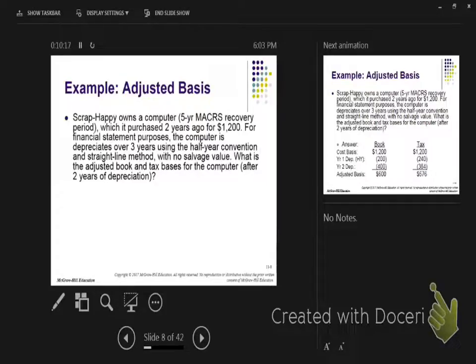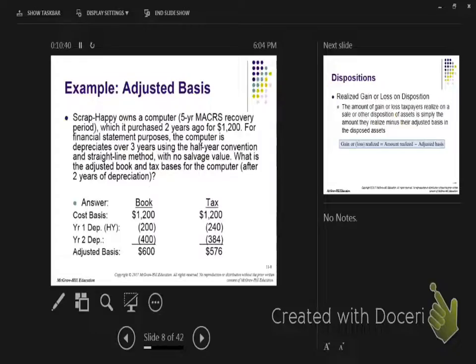All right, so that's using straight line. We'd have 200 in year 1 and 400 in year 2. Now using MACRS, we would have to go to the 5-year table and look at the percentage for year 1, which is 20% exactly, and the percentage for year 2, 33%. So 1,200 times 20% and 1,200 times 33%. So that was our adjusted basis, 600, and our adjusted basis for tax is 576.